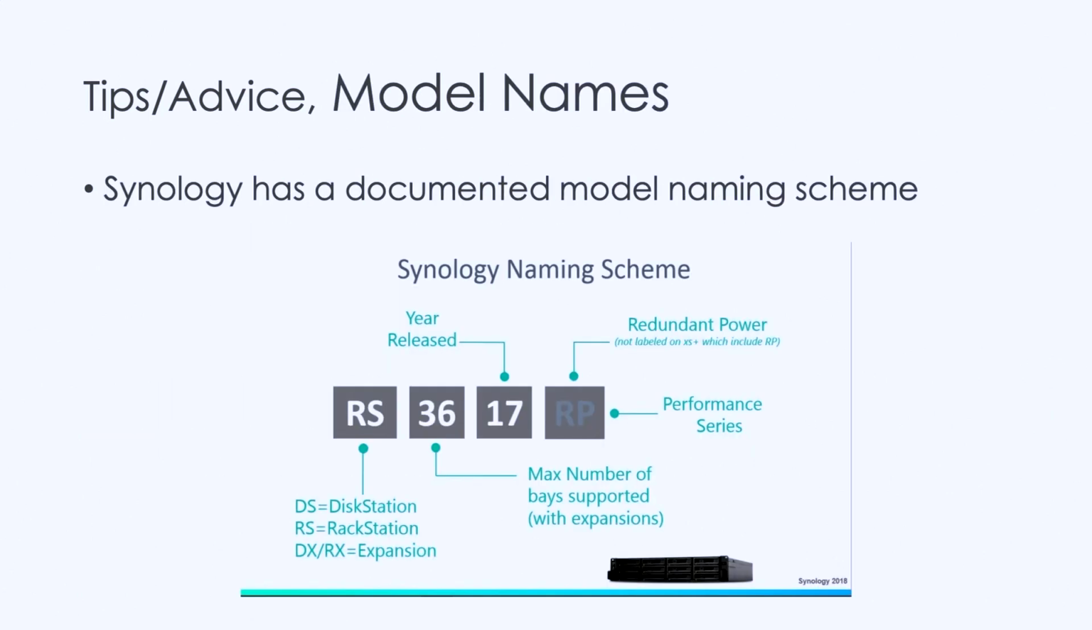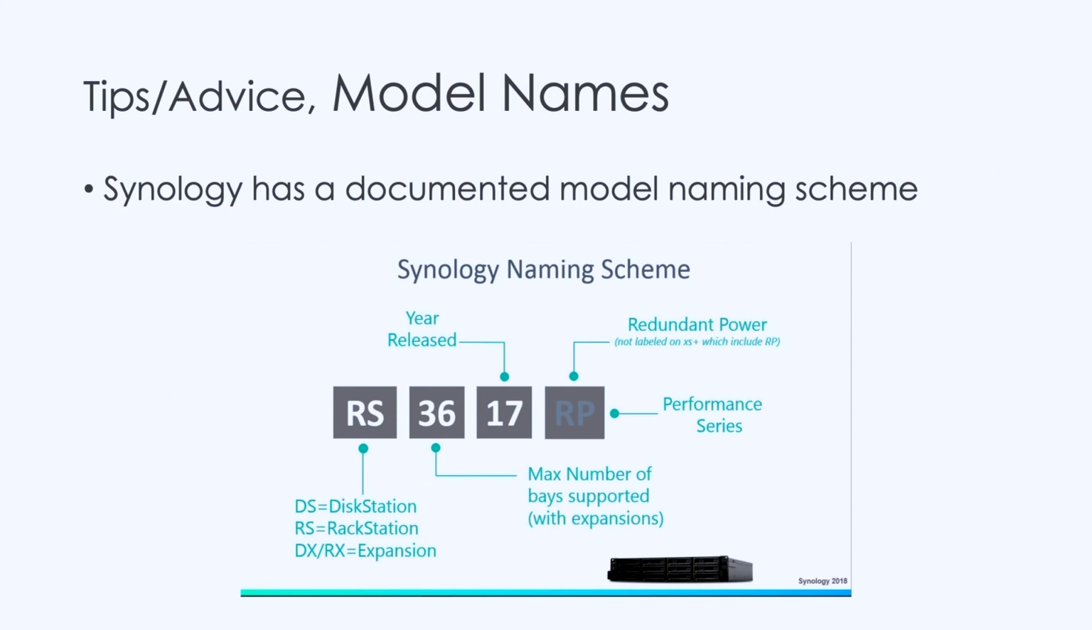Synology has a documented model naming scheme, which is really nice when you go to buy one of these. Just to walk through it real quick. The first character is going to be an R or a D, and that's going to be desktop, so it's going to be tabletop or rack mountable. So immediately you can just scan through a page and say, I want all the R's because I want to rack mount this.